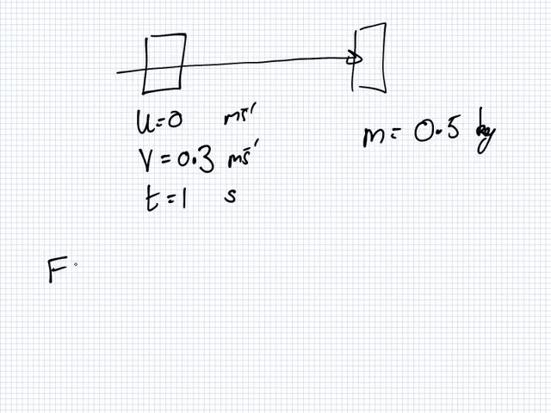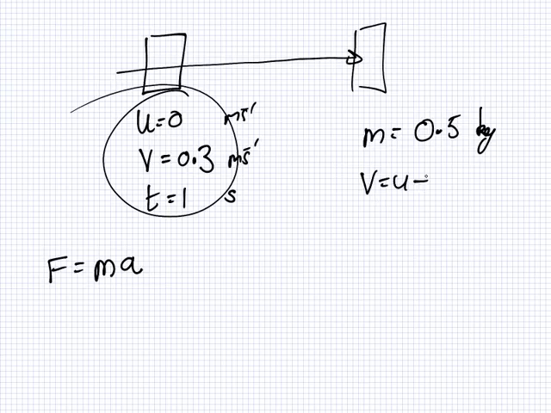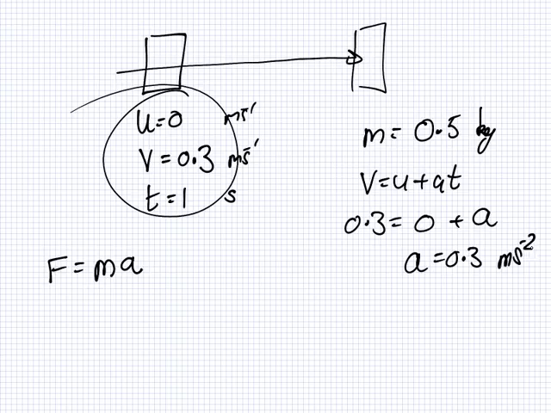Okay, so do we know M? Yeah. Do we know A? No, but we can know it because we have enough here to know it. So what formula could give us the A here? V equals U plus AT. 0.3 equals 0 plus 1A, because T is 1. So what's the A? 0.3 meters per second squared.